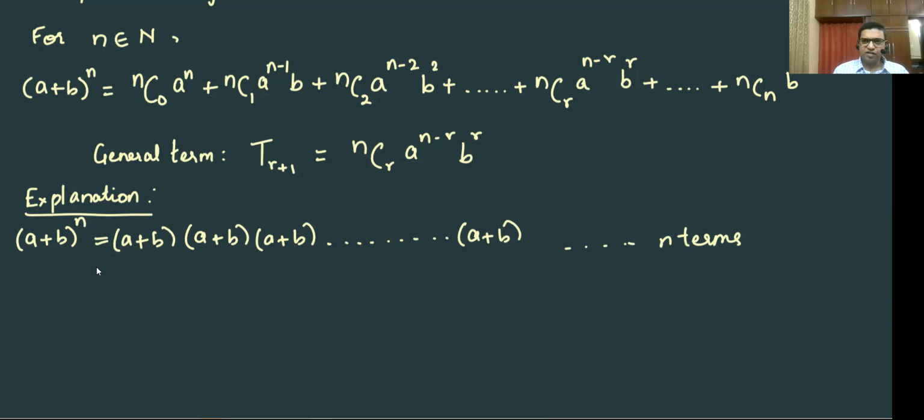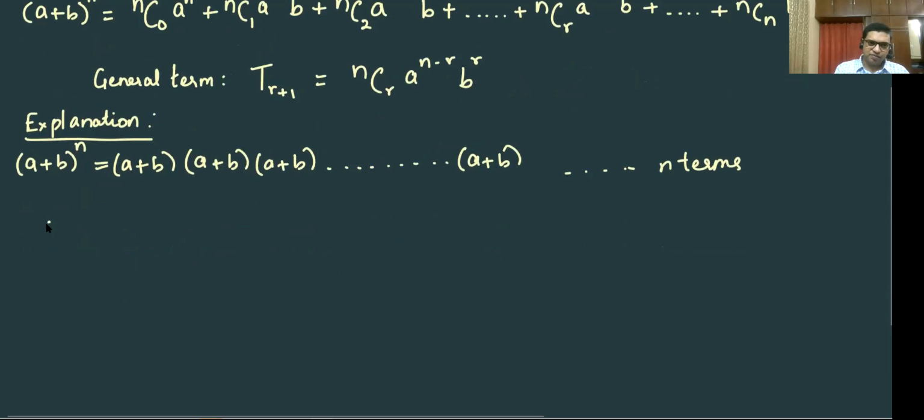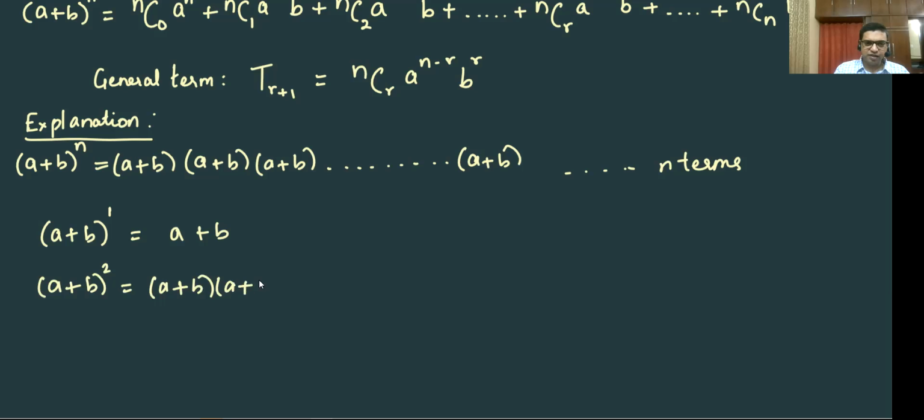Now, how does multiplication happen? Multiplication means from each factor you have to choose one term, from here one term, from here one term, from the nth factor one term, and then multiply them. That is how the combination works. So for example, a plus b the whole square. A plus b whole power 1 is a plus b, no problem. A plus b the whole square is a plus b into a plus b.